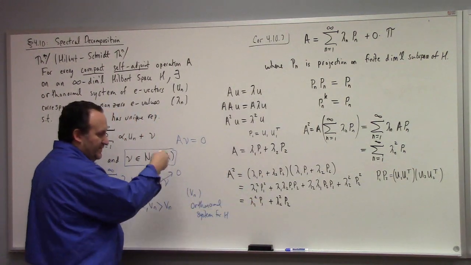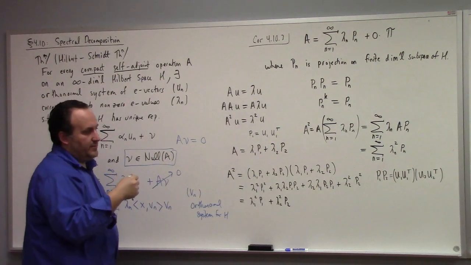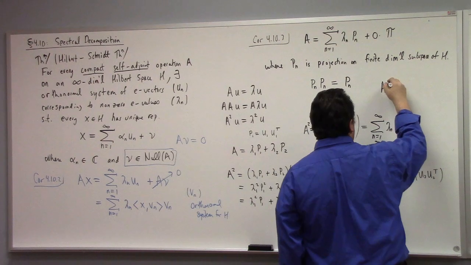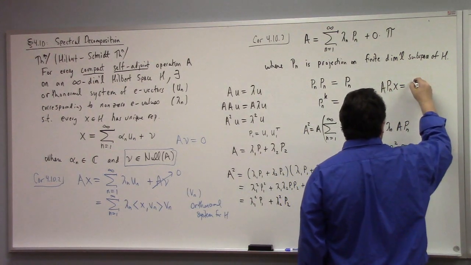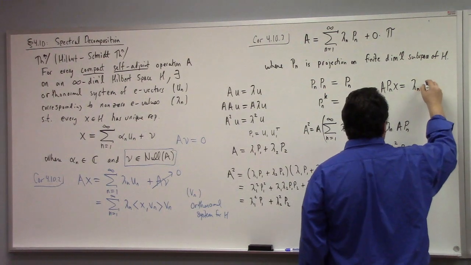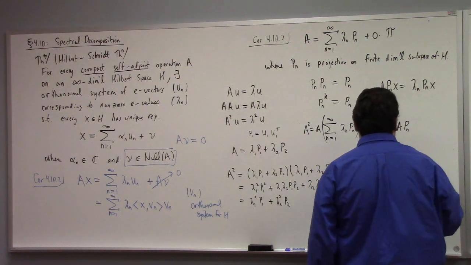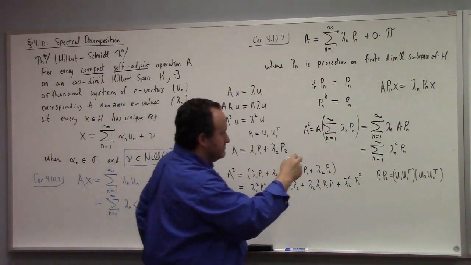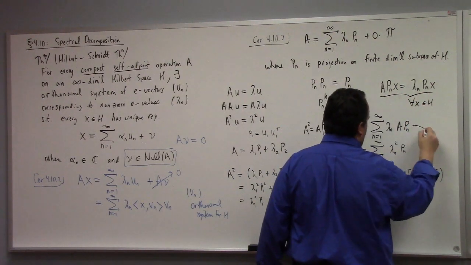Which is the finite dimensional analog of that theorem. So there is, as he says, you can show that A Pn x is equal to lambda n Pn x. And because that's true for all x, you go from here to here.